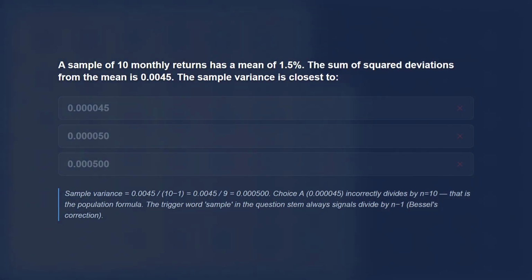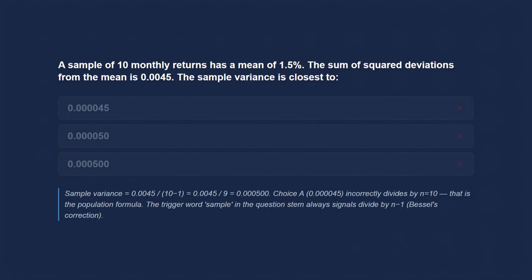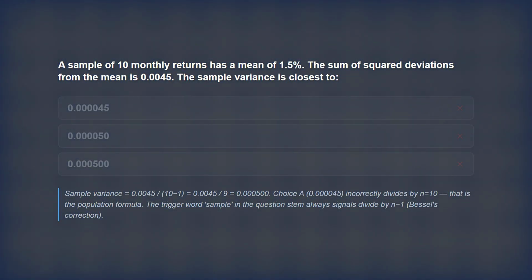The word sample in the question stem is your trigger. Sample means n-1. If the question had said population or all 10 returns, you would divide by 10. Read the stem. Find the trigger word. Then compute.